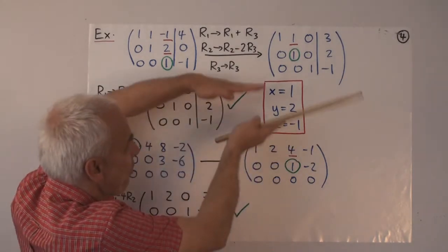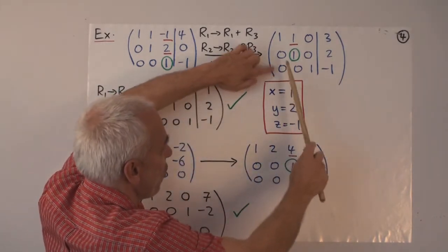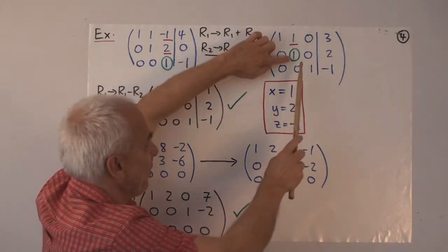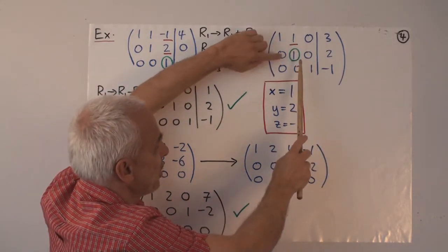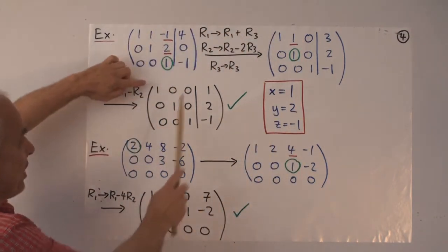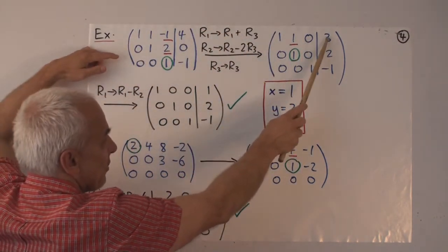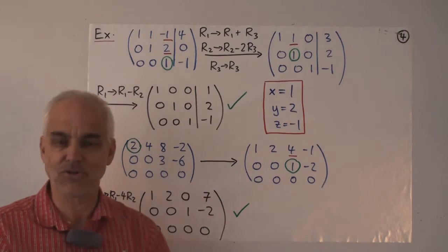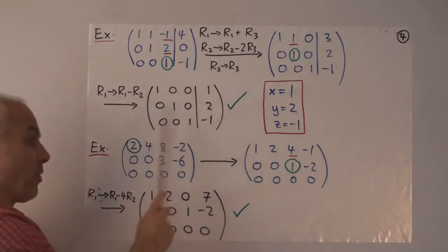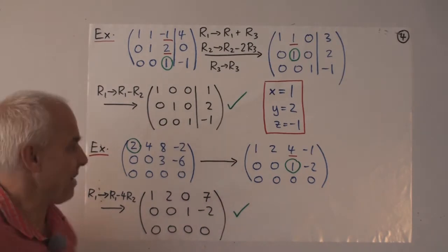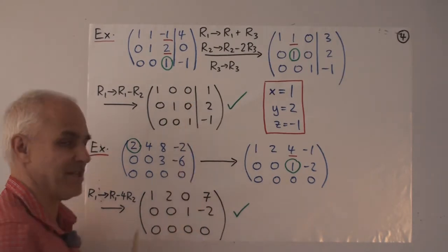And now we go up one step. Instead of the third row, we're now looking at the second row and the second leading entry. And we arrange that everything above it be 0. So we're going to just subtract this row from the first row, giving us 1, 0, 0, 3 minus 2 is 1. And this matrix is in fully reduced row echelon form because it's in row echelon form, because all the leading entries are 1, and because everything above the leading entries is 0.